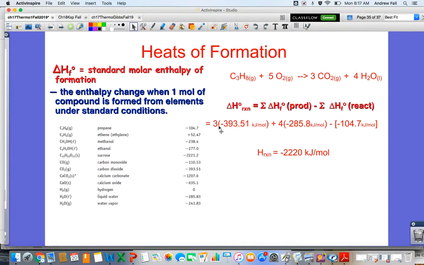So for the product side, you have 3 carbon dioxides forming, and you can see from the table that this is the energy associated with that, plus 4 waters forming. You can see the energy change associated with that, minus the heats of formation of the reactants, which would be just the propane, and you can see that that's subtracted here. And again, you get about 2,200 kilojoules of energy associated with that.